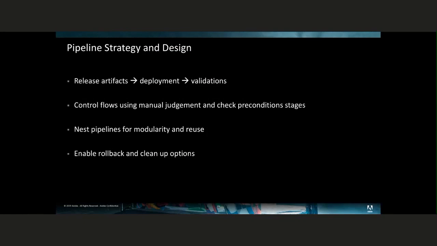Our typical pipeline follows a simple strategy. We start a release by publishing artifacts. These are then used during deployment to the actual cluster. We then run validations against the new deployment. Based on the deployment validation status, the pipeline determines whether to roll back or proceed with the successful release completion.